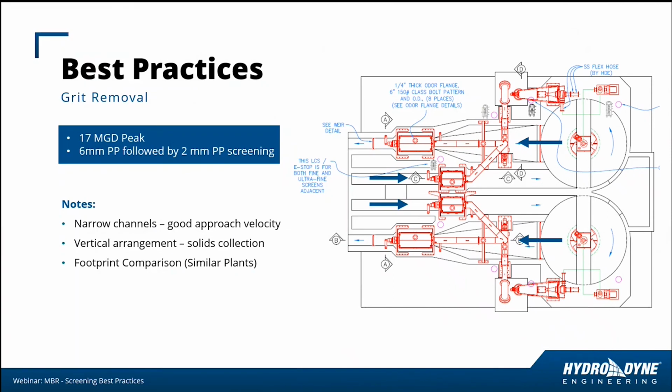So in this case, we have a design that's rated for 17 MGD peak. And we have determined that a 6 mm grid followed by 2 mm is a good design. And we can see narrow channels for the coarse screen, which is stage 1 on the interior, going to the round vortex basins and then followed by fine screens. It's important to note that the footprint in this case is extremely small for a pretty large plant.